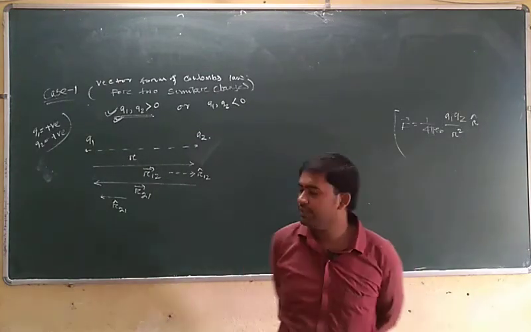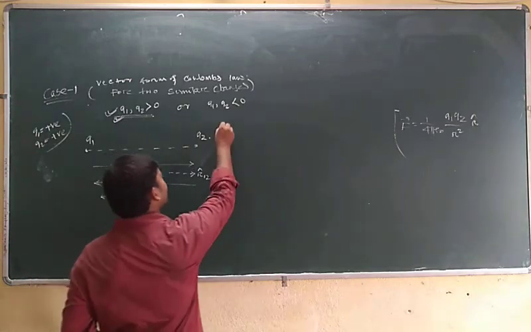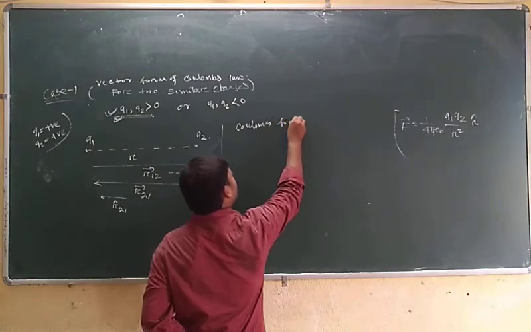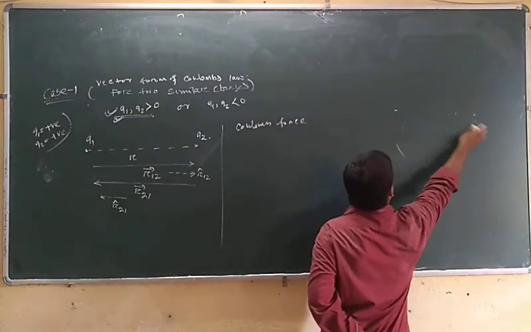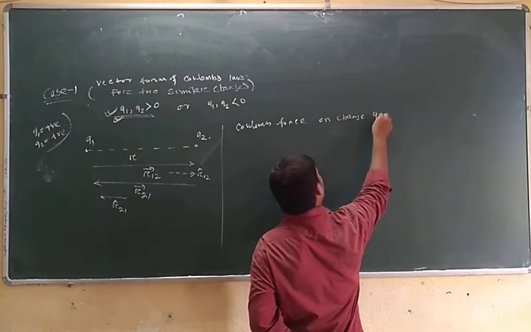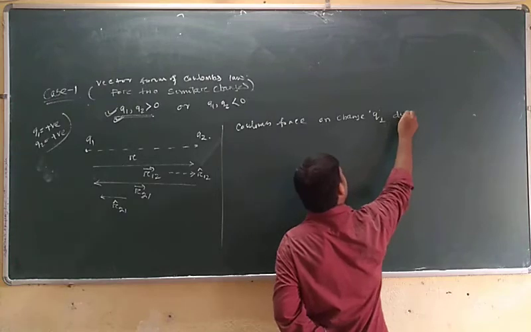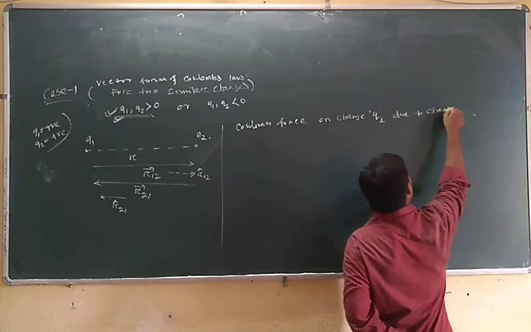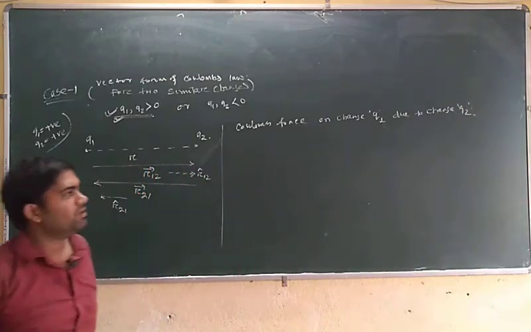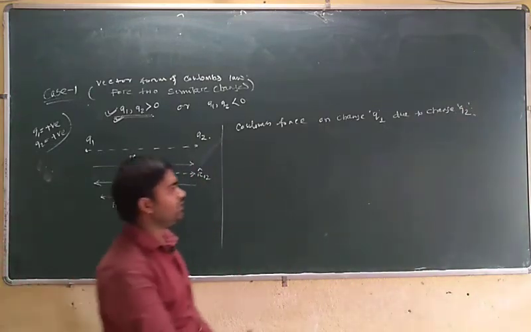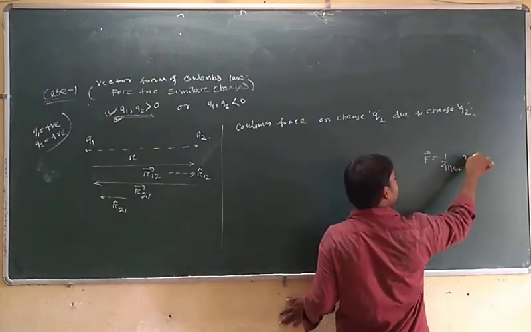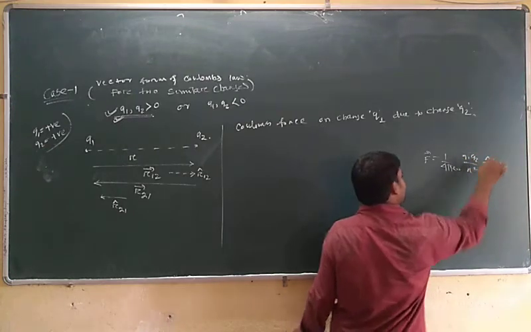Suppose we take Coulomb force on charge q1 due to charge q2. So in general we write force as F vector equal to 1 by 4 pi epsilon naught q1 q2 by r square r cap.